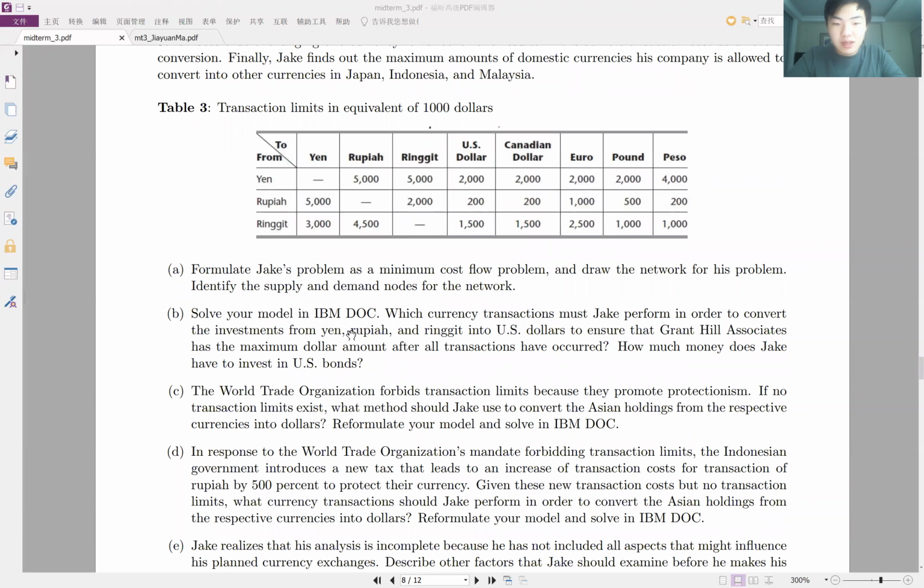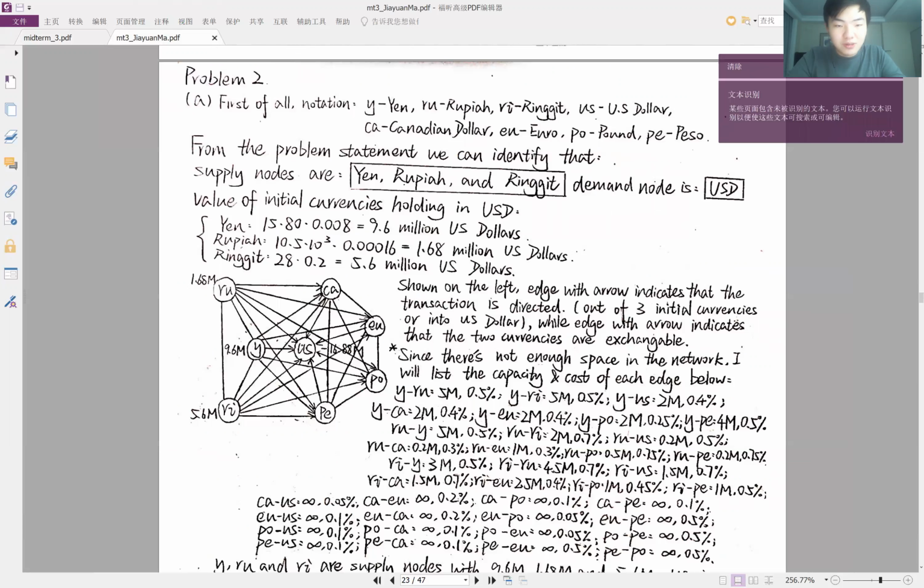So let's walk through how I solve these problems. First, for part A, formulate this problem as a minimum cost flow problem, and then draw the network, identify supply and demand nodes. To be honest, I really don't want to draw this because this is so complex. I tried a lot of times and finally I found a way to display all of the nodes and all of the edges.